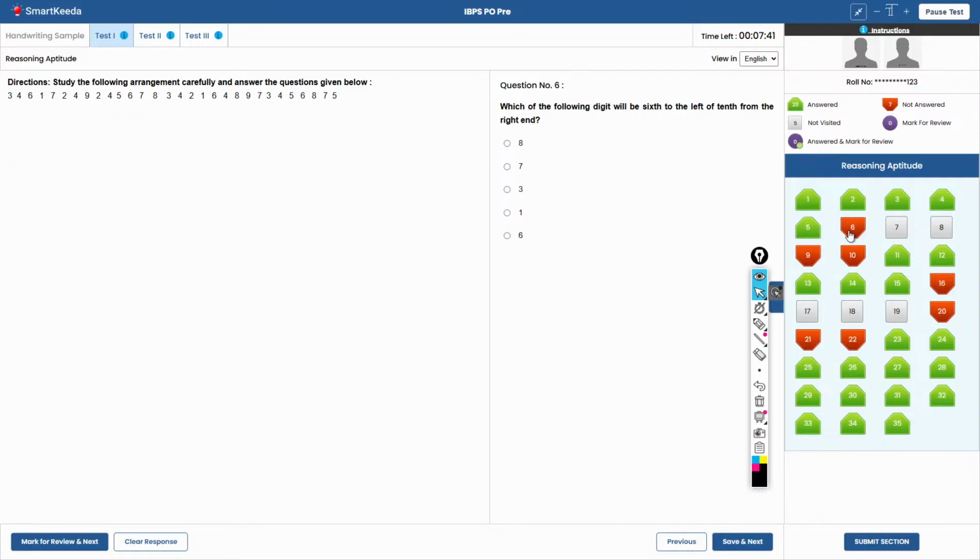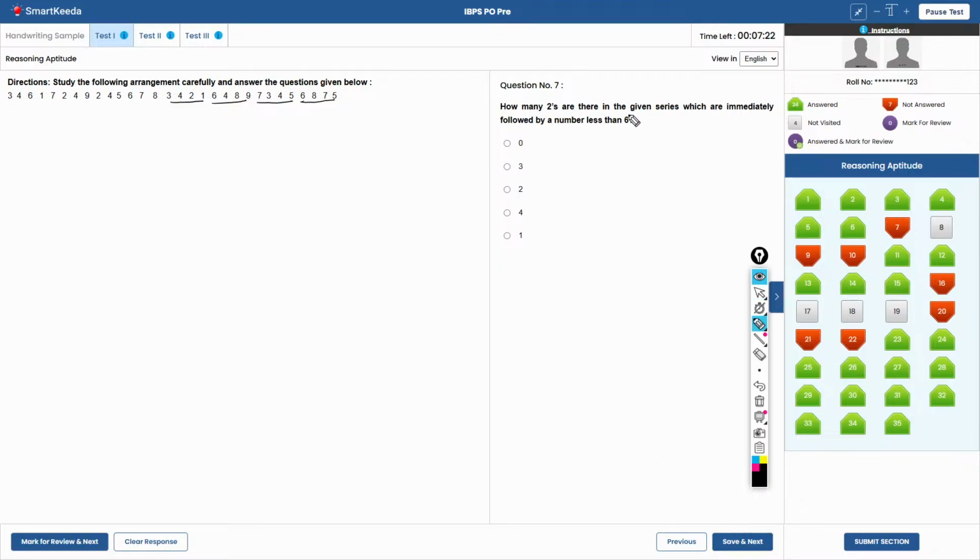Different months, or okay, this one first. Which of the following digit will be 6th to the left of 10th from the right? So 16th from the right. So 4, 4, 4, and 4. So 3.